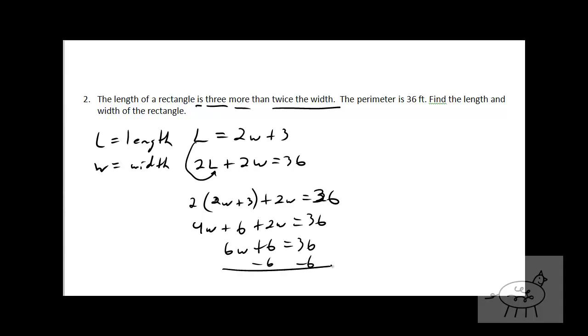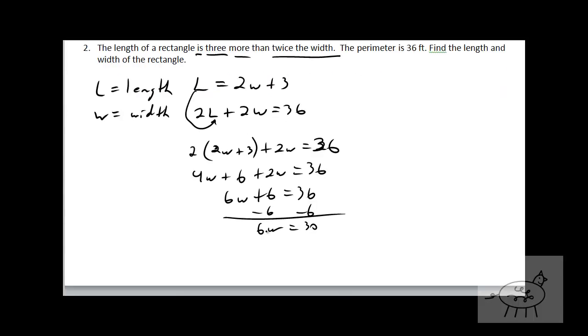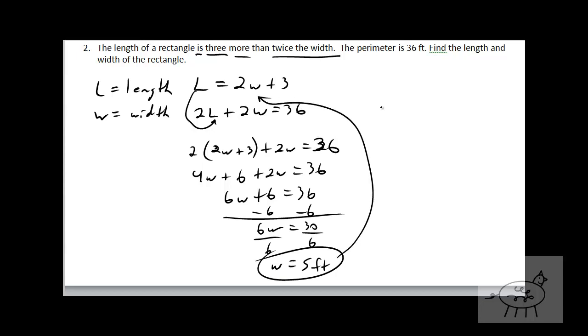Minus 6. Oh, I'm solving it. Jeez. 6W is equal to 30. Divide by 6. W is equal to 5. So 5 feet. Okay, it's okay to solve it, just for practice. And then that goes into this guy right here. So L is equal to 2 times 5 plus 3. L is equal to 10 plus 3. L equals 13 feet.